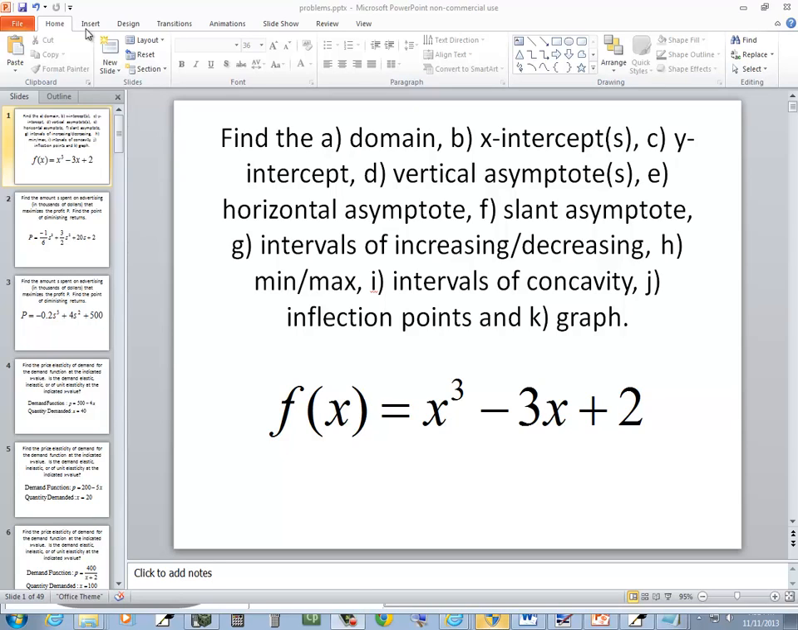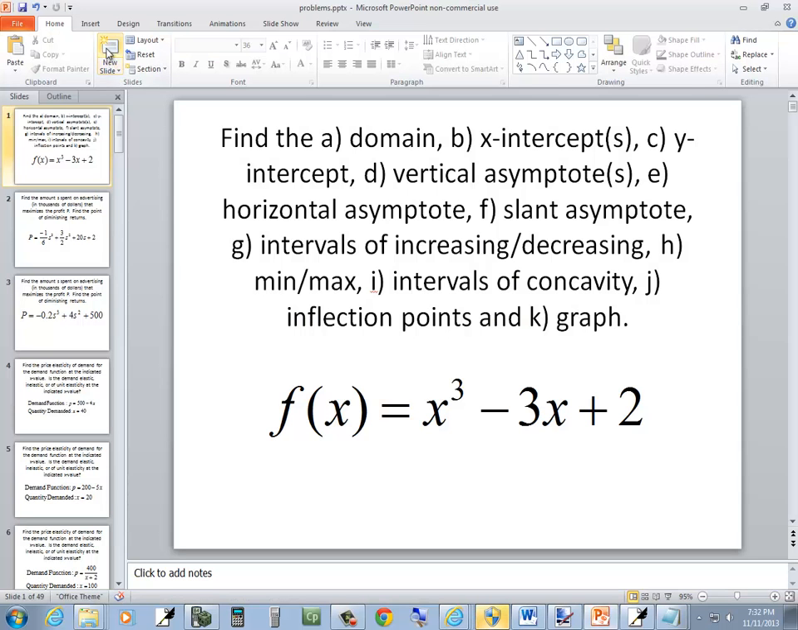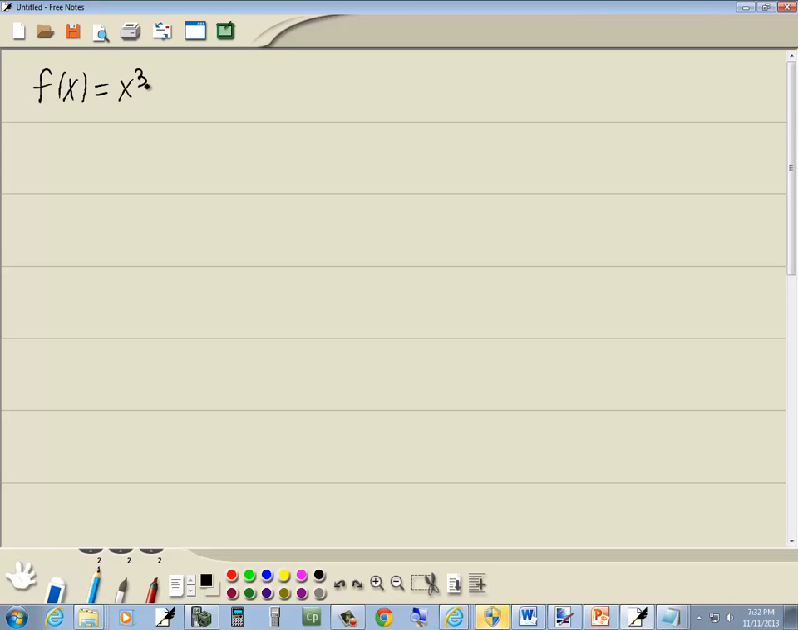Take a look at this problem. We've got f of x is equal to x to the third minus 3x plus 2. First thing is the domain. Well, since we're dealing with a polynomial, our domain is negative infinity to positive infinity.